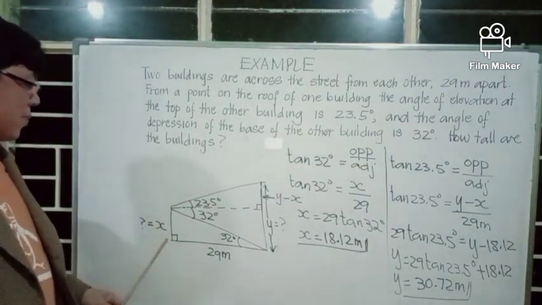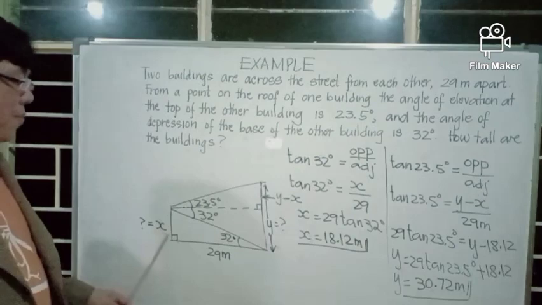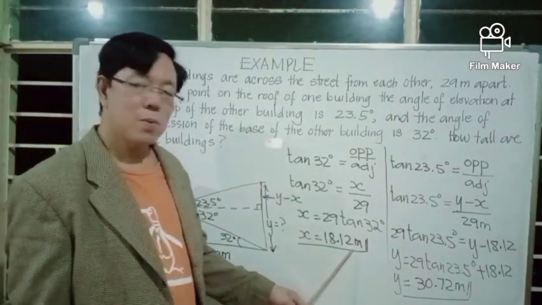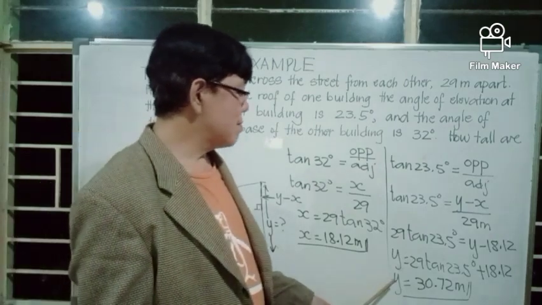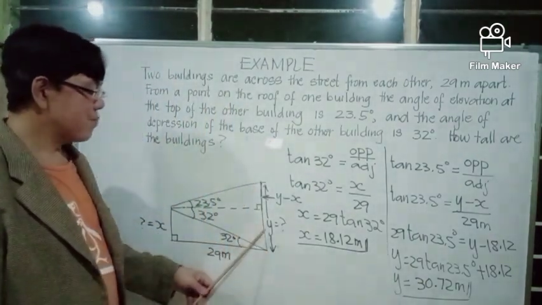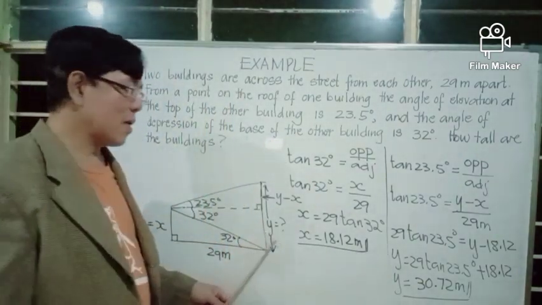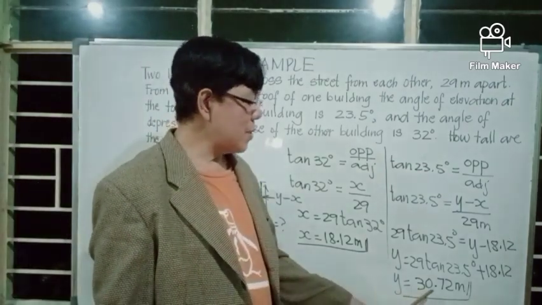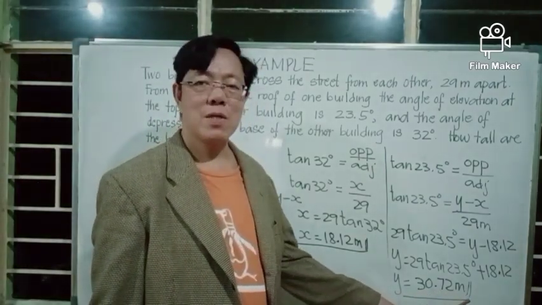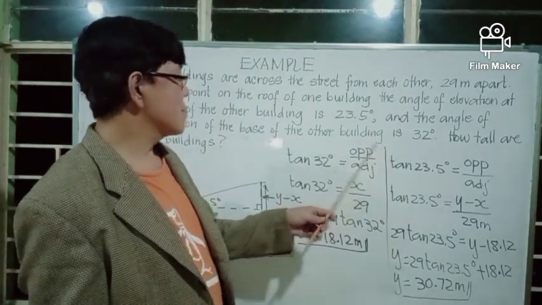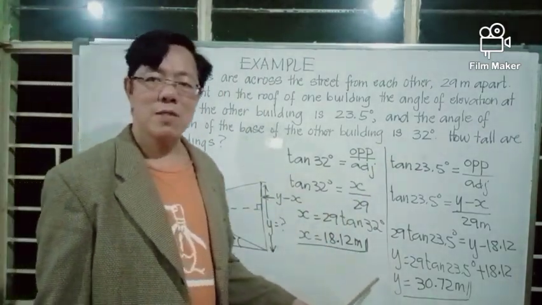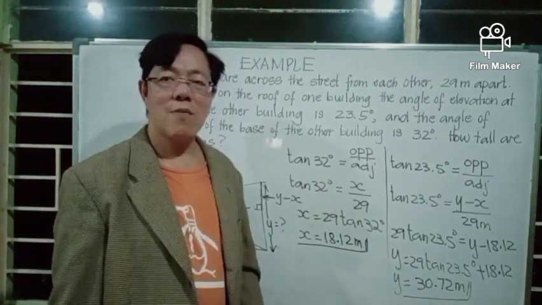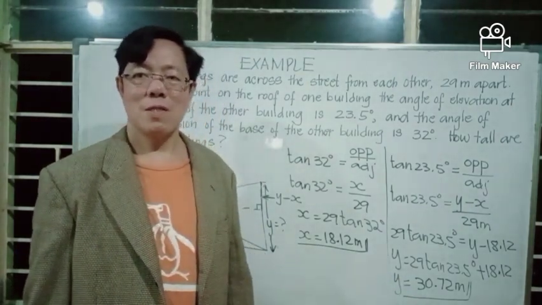The shorter building has a height of x, 18.12 meters. And the taller building has a height of y equal to 30.72 meters. Thus, the buildings are 18.12 meters and 30.72 meters tall.